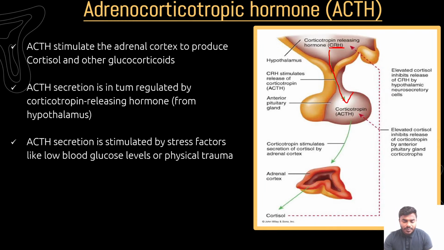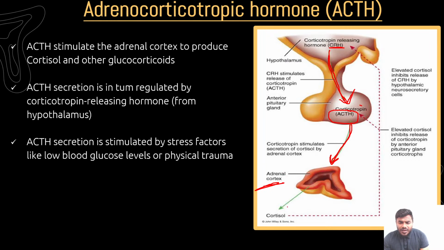All the students follow me correctly. Once the CRH enters the anterior pituitary gland, it stimulates the anterior pituitary gland. Why will it stimulate the anterior pituitary gland? To synthesize a hormone called ACTH, adrenocorticotropic hormone. This adrenocorticotropic hormone acts on the adrenal gland. Especially, friends, which part of the adrenal gland is it acting on? That is important. It is acting on the adrenal cortex of the adrenal gland.